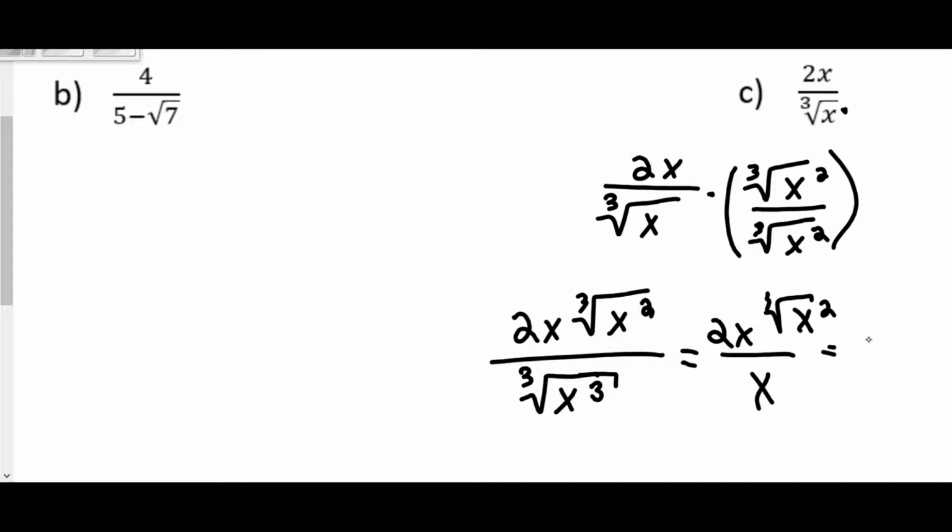2x and x, that cancels, so you're just left with 2 cubed root of x squared. And that's it.